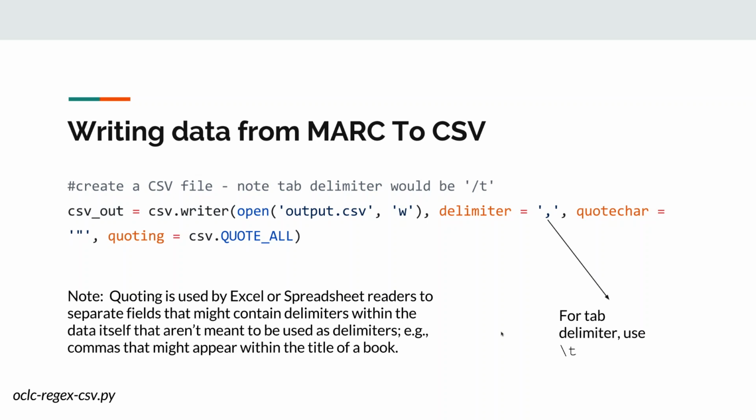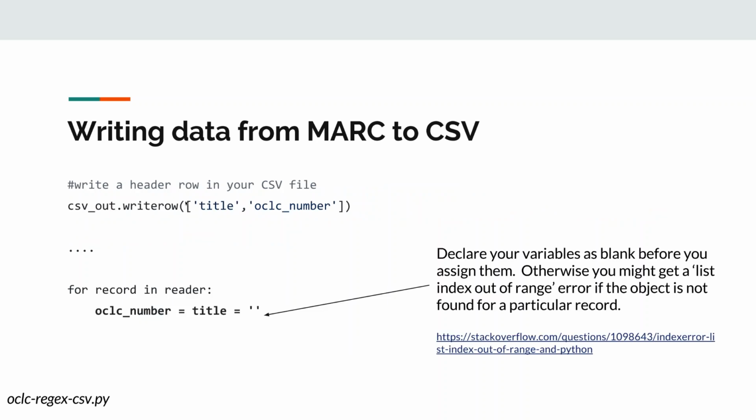Okay, so this next step, we're going to write up just a title row. So I'm using this CSV out, remember that's where I'm storing the fact that I'm writing a CSV file. Write row is the method being used to literally write a row. This is a built-in function in the Python CSV module. So I'm writing a title in my CSV file. So my CSV file is going to have a header row that's title and OCLC number.